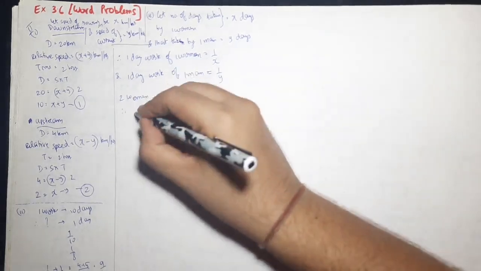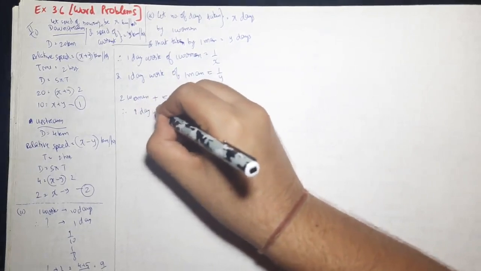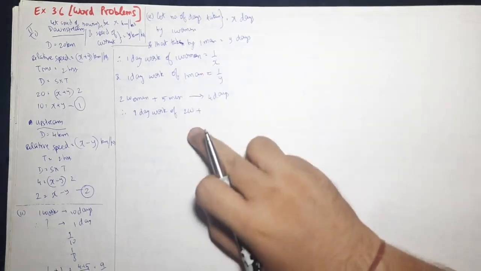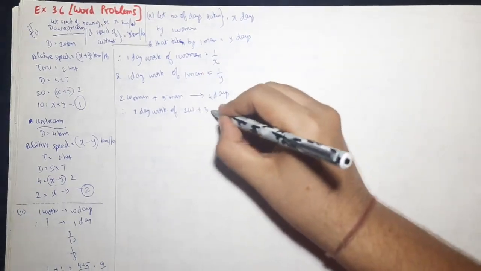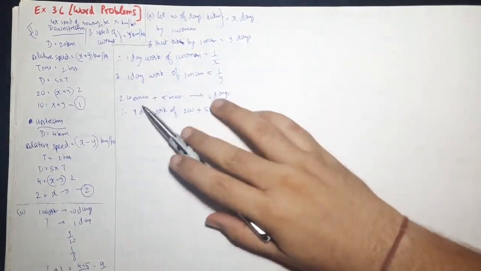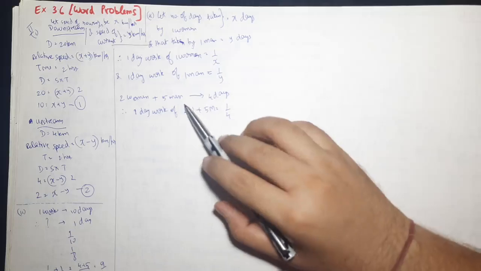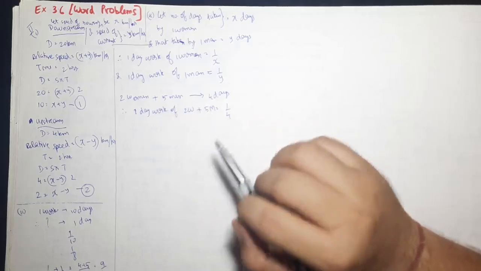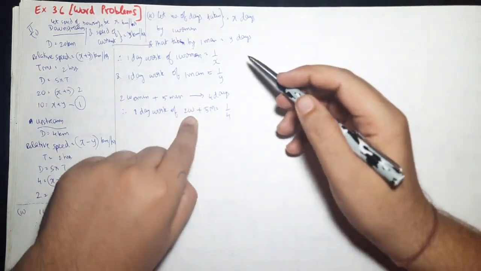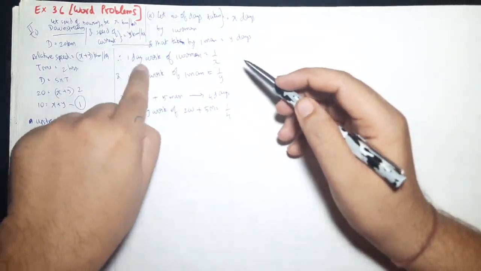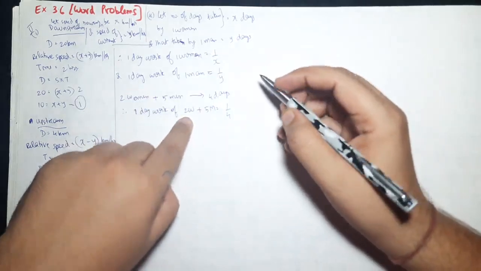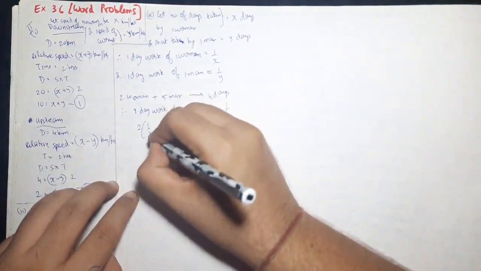Therefore, one day work of 2 women, I am writing 2W for women, and 5 men will be equals to 1 by 4. If this group is taking 4 days to complete, so 1 day work of this group will be equals to 1 by 4. 1 day work of 2 women. See, there were 2 women and their 1 day work. So if 1 day work of 1 woman is 1 by x, so what is the 1 day work of 2 women? 2 into 1 by x.